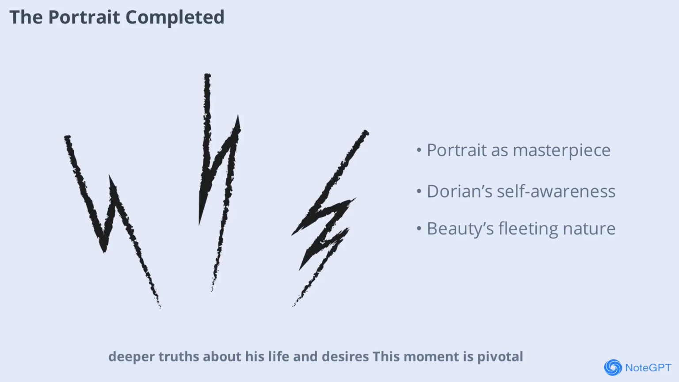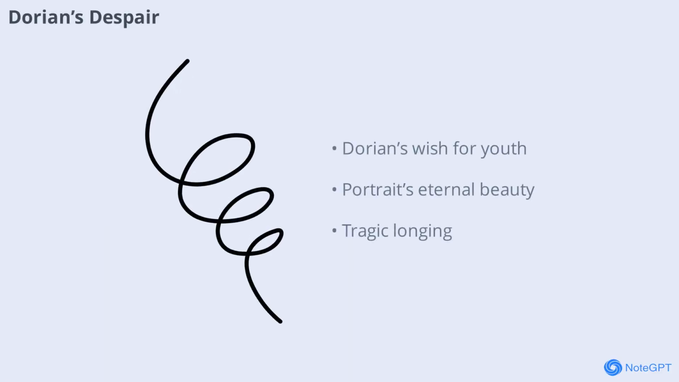This moment is pivotal as Dorian's sense of self is transformed by the realization that his beauty will not last forever. Confronted by the portrait's perfection, Dorian is struck by a sharp pang of pain. He laments that he will grow old and ugly while the painting remains forever young.